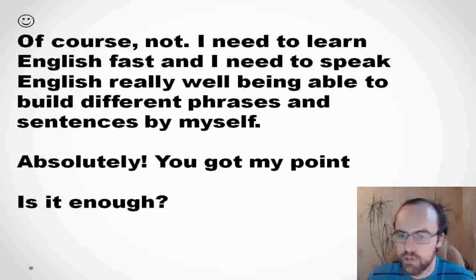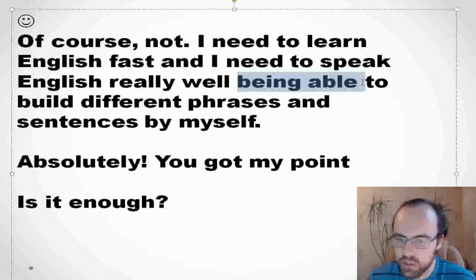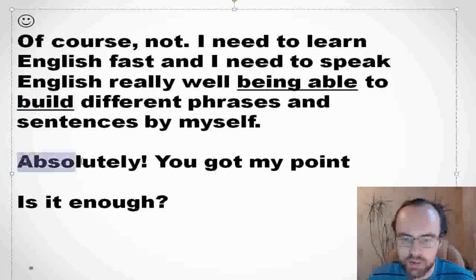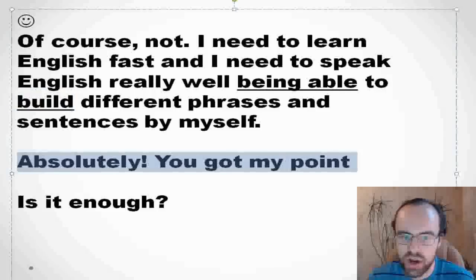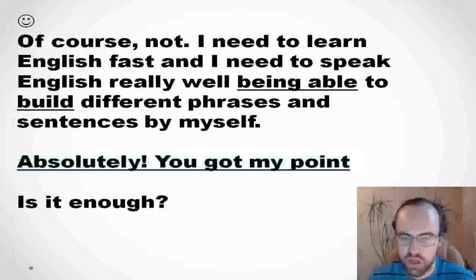I need to learn English fast, and I need to speak English really well, being able to build different phrases and sentences by myself. So I need to do it very fast, so I don't have much time. And being able means that I need to make up different phrases and sentences by myself, without a book, without a dictionary. Absolutely, you got my point. So you understood me. Is it enough?